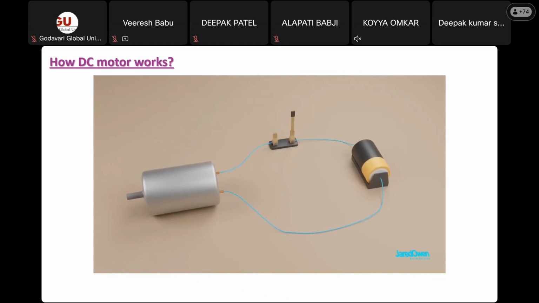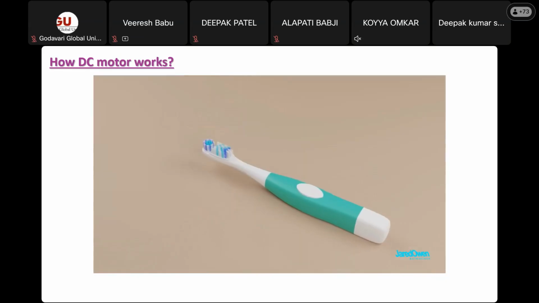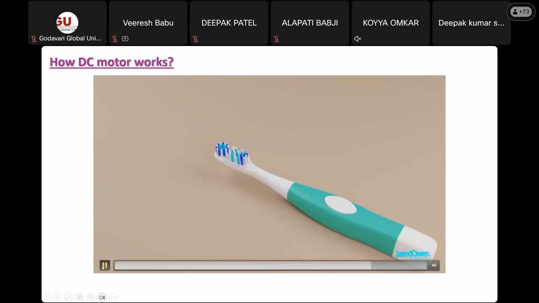What I've shown you in this video is called a DC motor. If you have a device that moves and is powered by a battery, there's a good chance there's a DC motor in it.